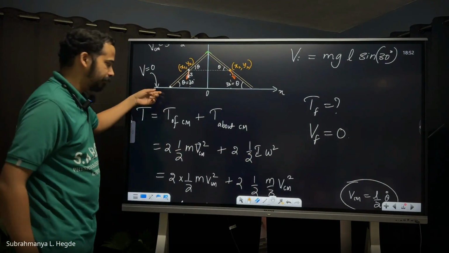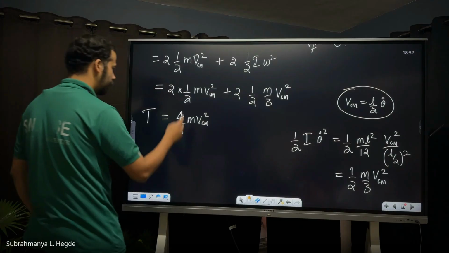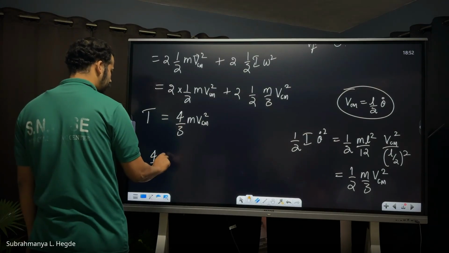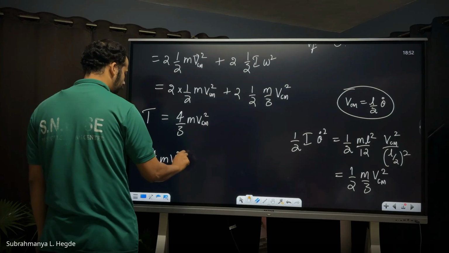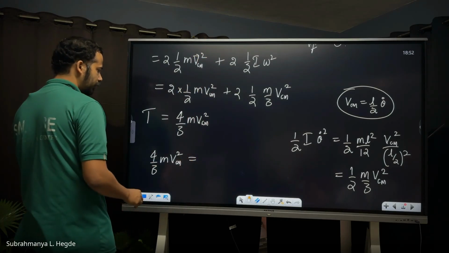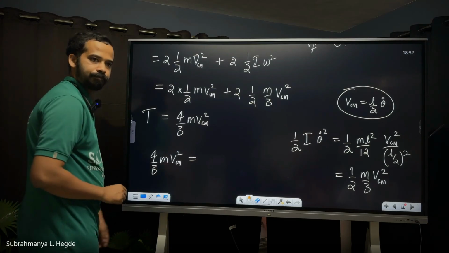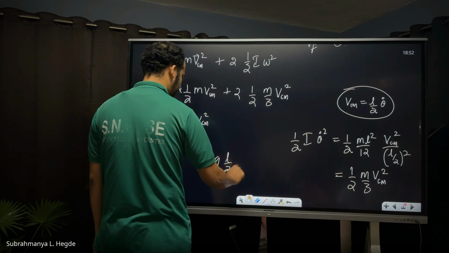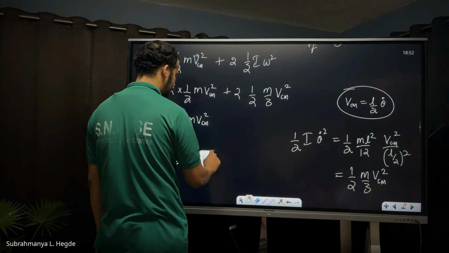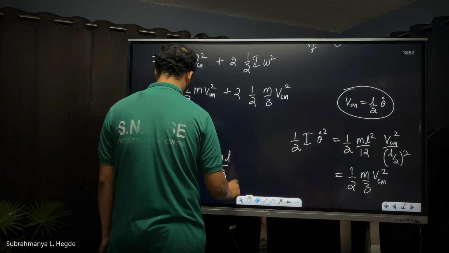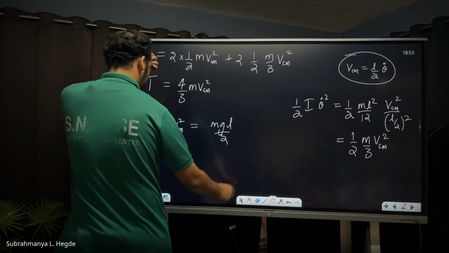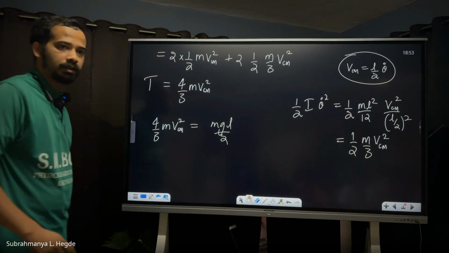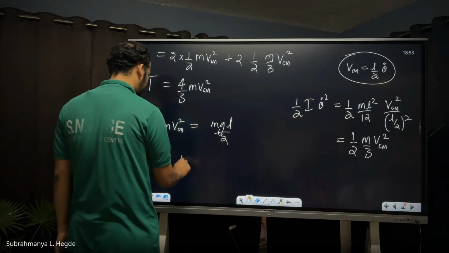So see this one. Now I will write 4 by 3 m into VCM square. That's equal to the initial potential energy, which is mg L by 2, mgL whole divided by 2. m got cancelled. L is simply 1 meter. What is VCM?